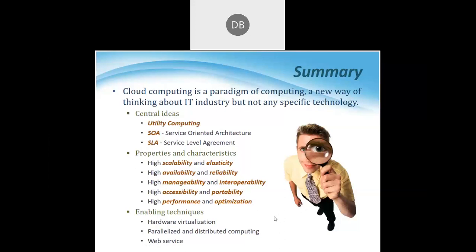In summary, we can say that cloud computing is a paradigm of computing. It is a new paradigm, a new way of thinking about the IT industry, but it is not related to any specific technology. It is a collection of various technologies and applications together. Centrally, we can say cloud computing is utility computing. It is used for various utilities.